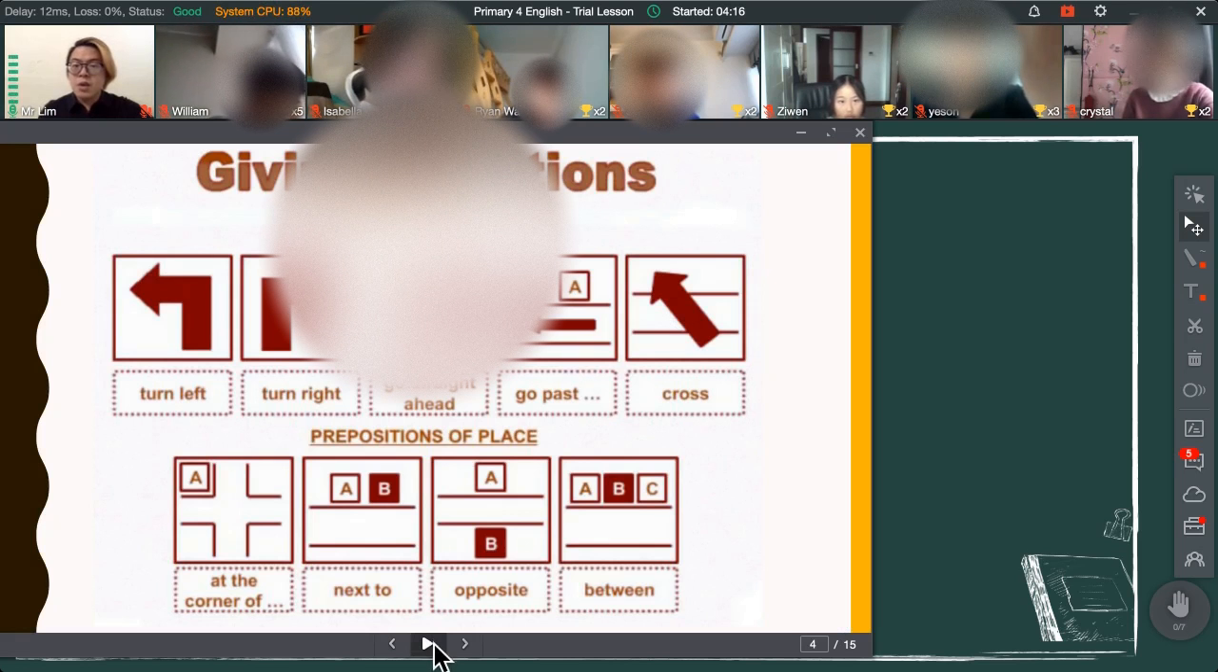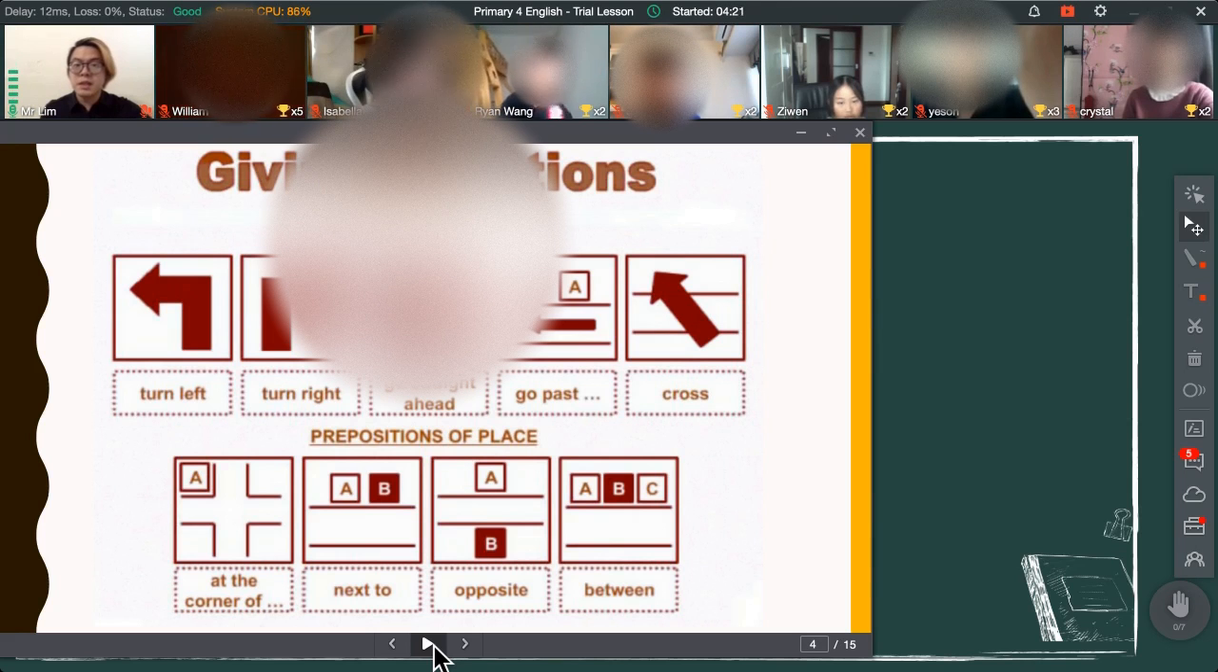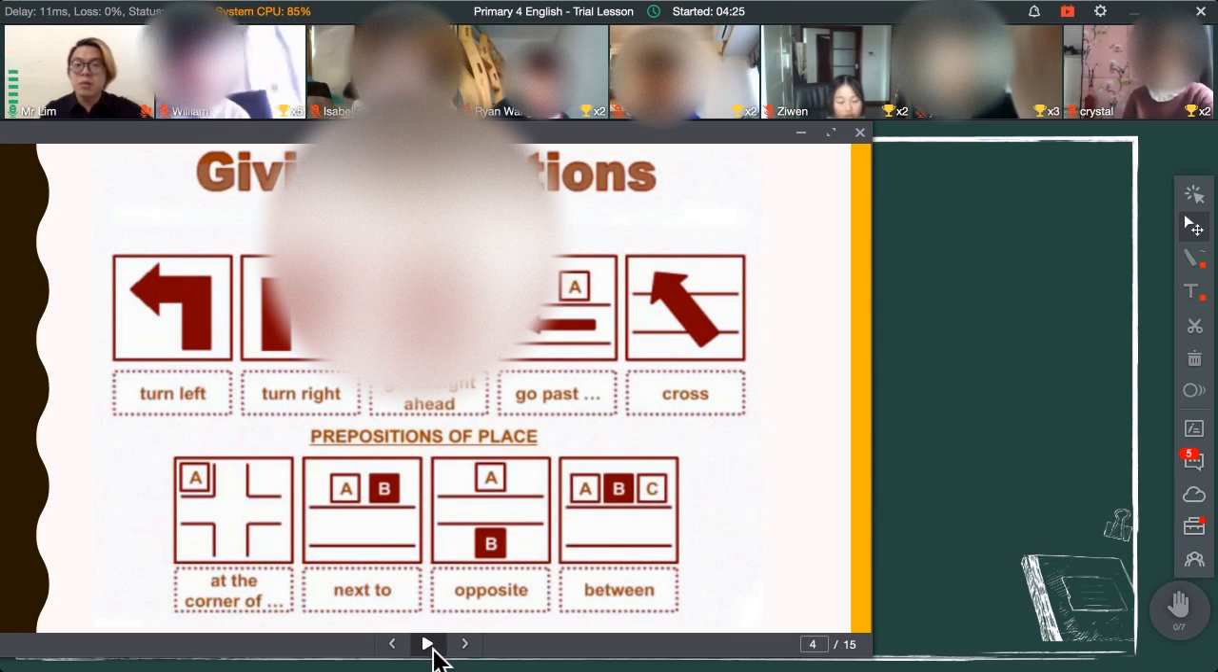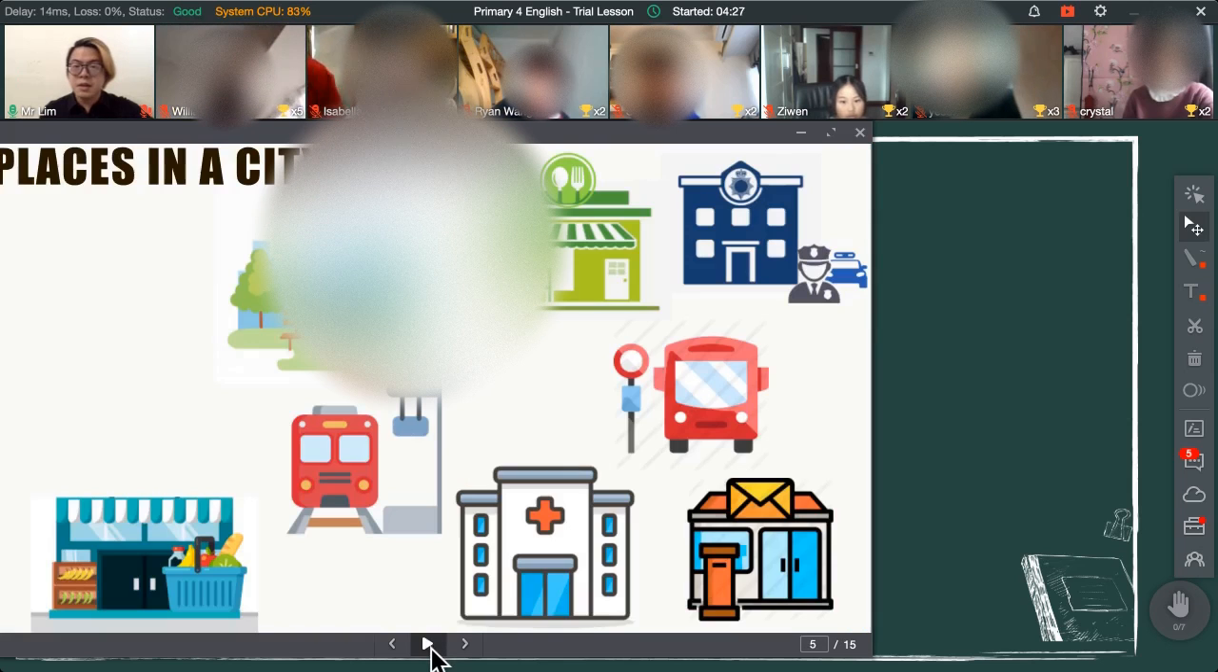In today's lesson, we'll be learning using all these words to give directions. Later on, you'll be given a list of words to help you give directions. So don't worry about that. We will come back to this later on. Okay, let's look at the first activity.